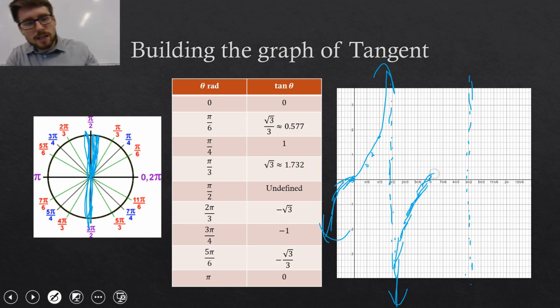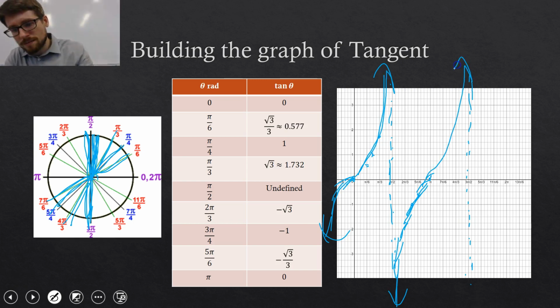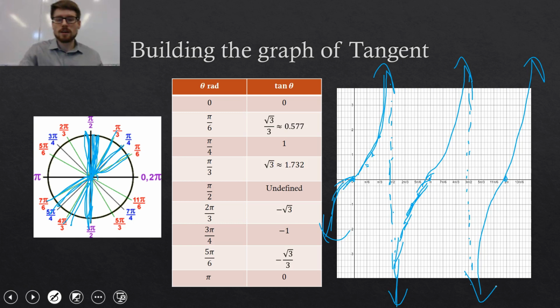This graph is going to repeat. We're going to have the same values for tangent at 7 pi over 6, 5 pi over 4, and 4 pi over 3, as we did at pi over 6, pi over 4, and pi over 3. So 7 pi over 6 and pi over 6 have the same tangent. 5 pi over 4 and pi over 4 have the same tangent. 4 pi over 3 and pi over 3 have the same tangent. So we're going to get a copy of that pit right here. Okay? And this is going to be 0 again there. So we get this nice repeating curve behavior for a tangent.